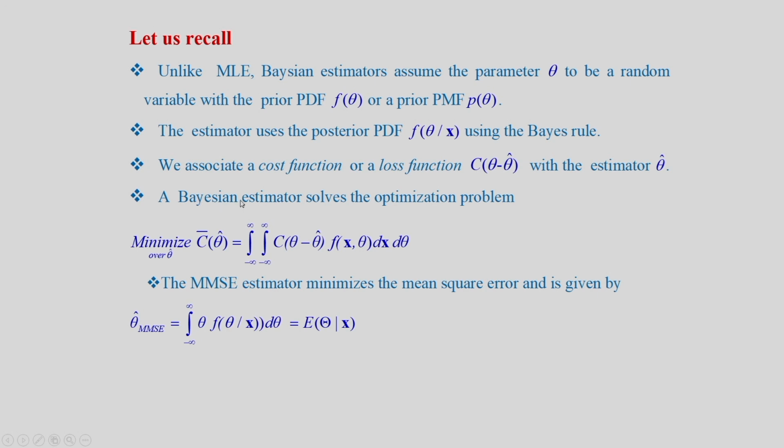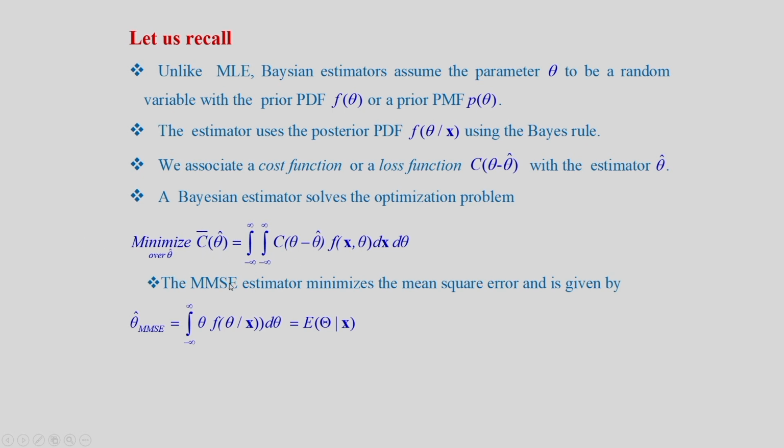A Bayesian estimator solves the optimization problem. This is the optimization problem: minimize c bar of theta hat over theta hat. C bar of theta hat is equal to the integration from minus infinity to infinity, minus infinity to infinity, c of theta minus theta hat into f of x, theta dx d theta. This is the average cost function we want to minimize.